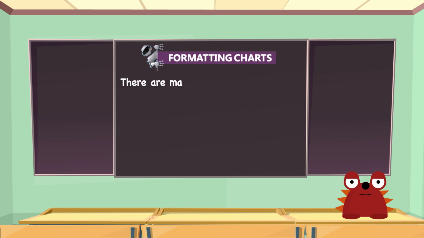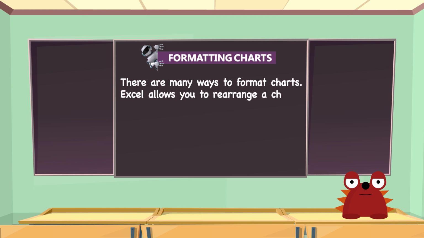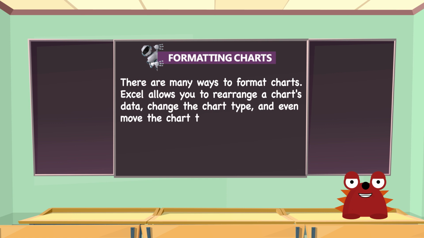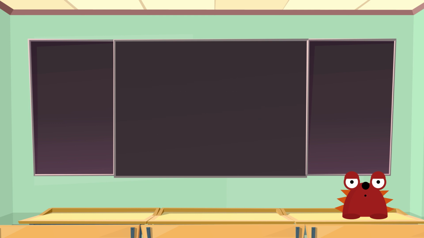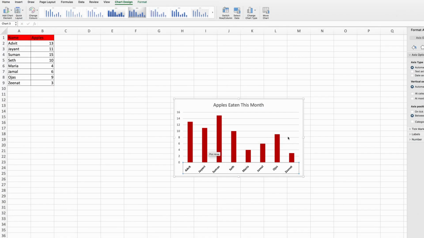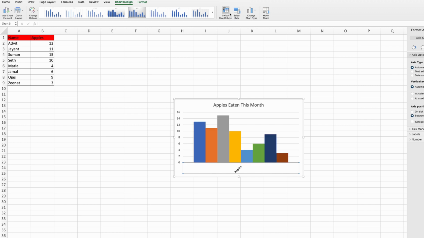There are many ways to format charts. Excel allows you to rearrange a chart's data, change the chart type, and even move the chart to a different location in the worksheet. Firstly, let's learn how to switch row and column data. First, select the chart you want to modify, and then from the Design tab, select the Switch Row or Column command. The rows and columns will be switched.